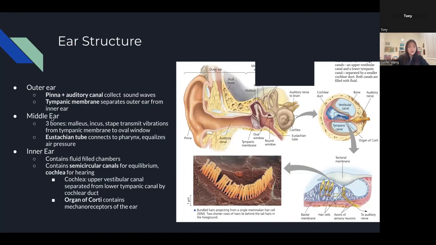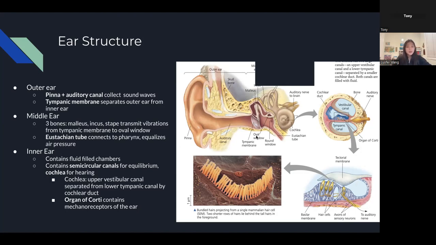The middle ear consists of three bones: the malleus, which is the hammer; the incus, which is the anvil; and the stapes, which is also the stirrup. It also contains the eustachian tube. The three bones, the malleus, incus, and stapes, transmit the vibrations from the tympanic membrane to the oval window. The eustachian tube connects to the pharynx and equalizes air pressure. That's why when there's an air pressure difference, you can yawn. That opens up the eustachian tube and helps regulate air pressure.